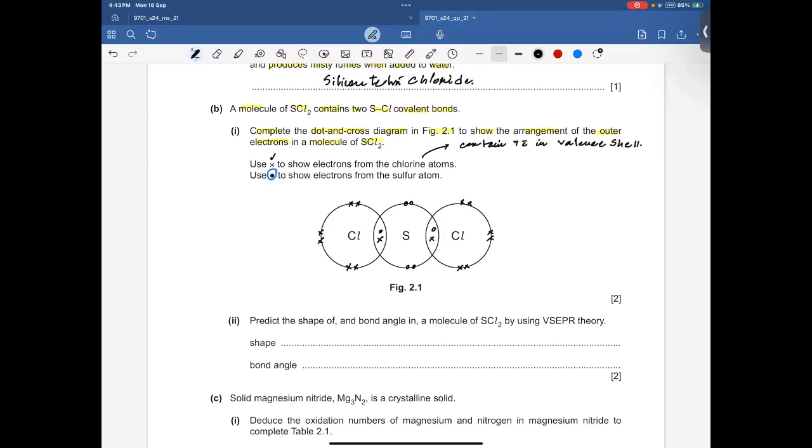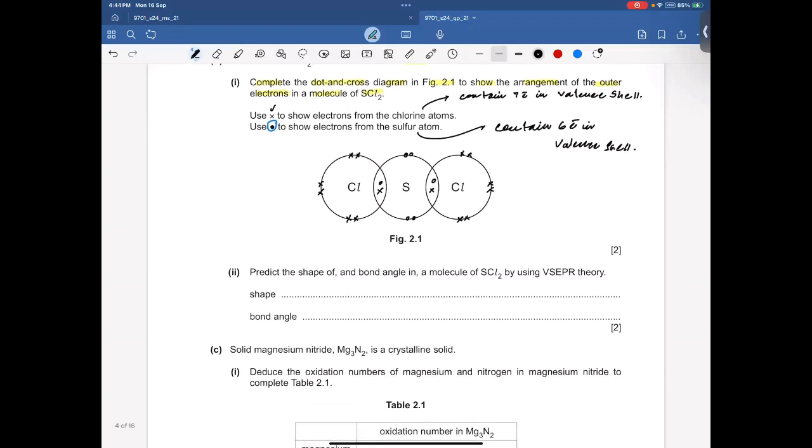In valence shell, whereas sulfur contains 6 electrons in the valence shell. You must remember this information, which you have done in atomic structure. Now, the examiner is looking for the shape and bond angle of SCl2 by VSEPR theory.